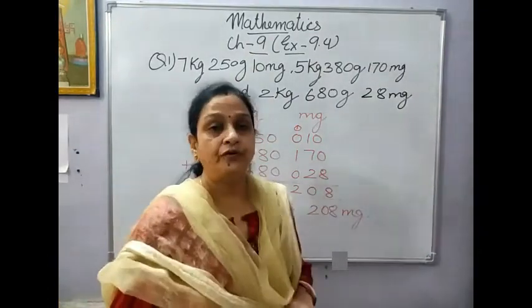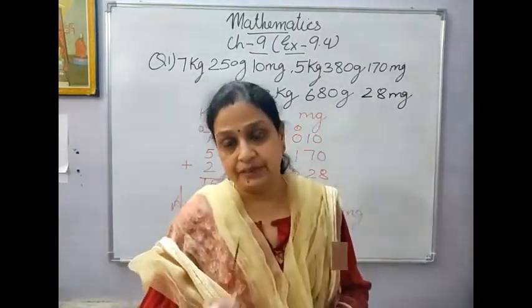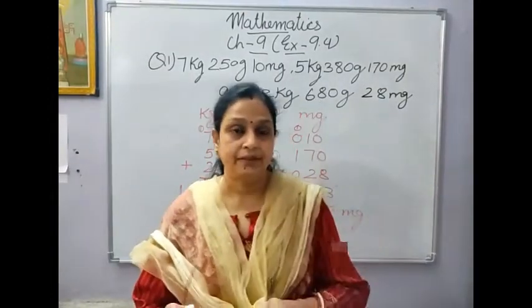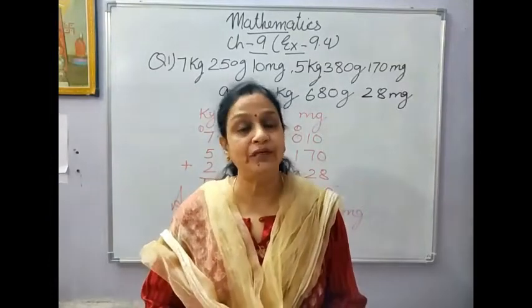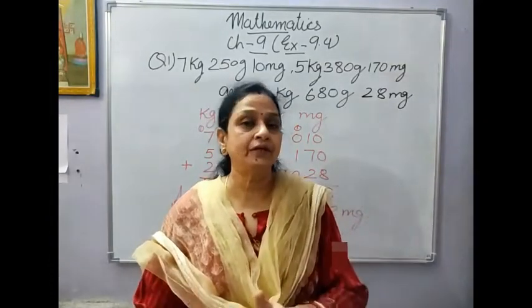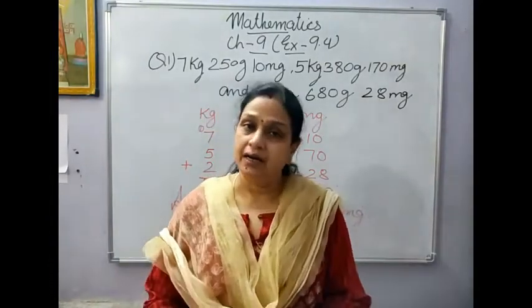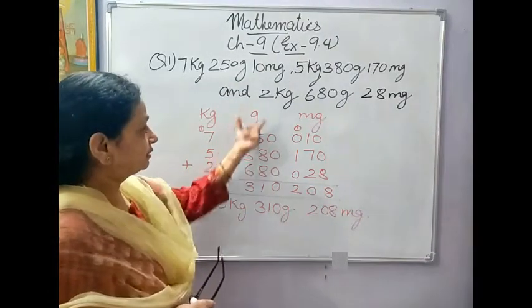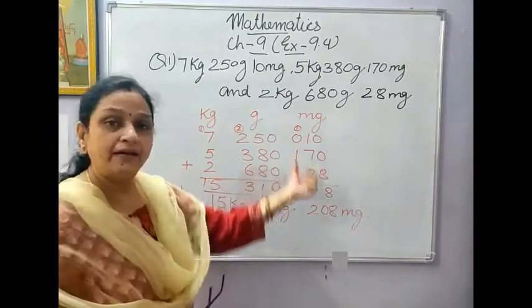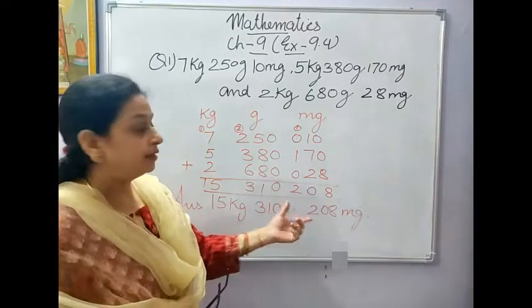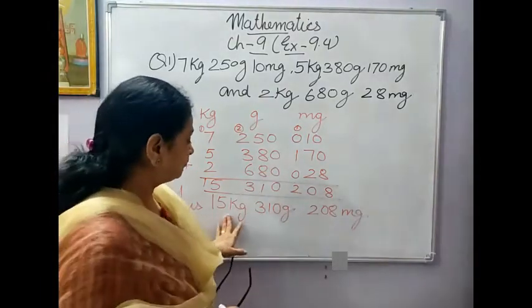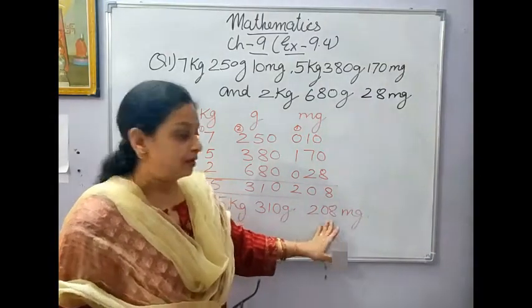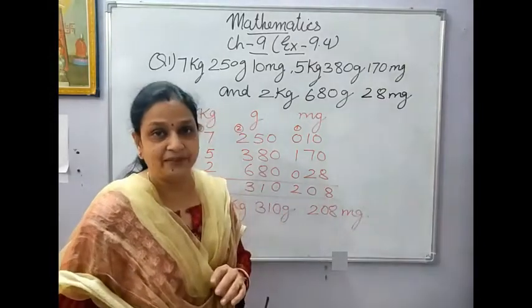Okay, now we will convert them in decimals. Children, in the previous sum there were only 2 units. In the previous sum we had kilometers and meter. So after the kilometers we put the decimal and put the higher unit. Here we have got 3 units: kilogram, gram and milligram. And now this is the answer. You have got 15 kilograms, 310 grams and 208 milligrams.